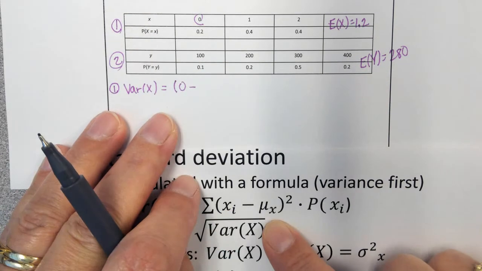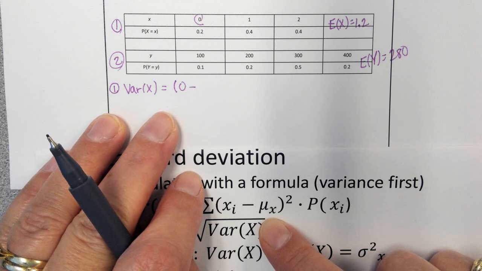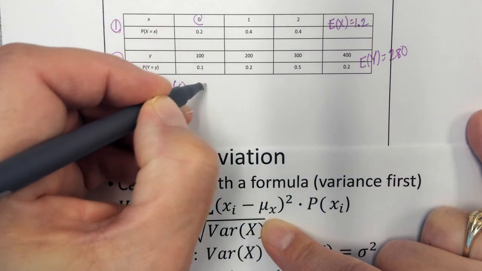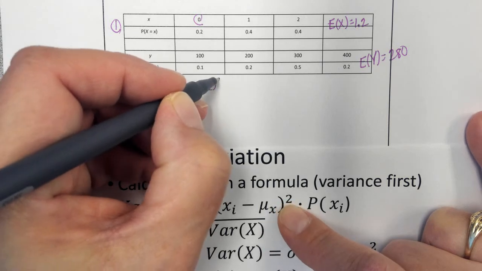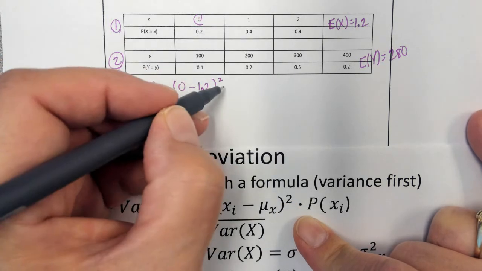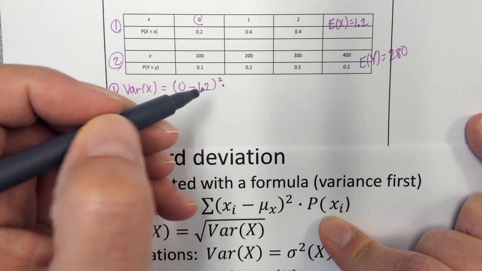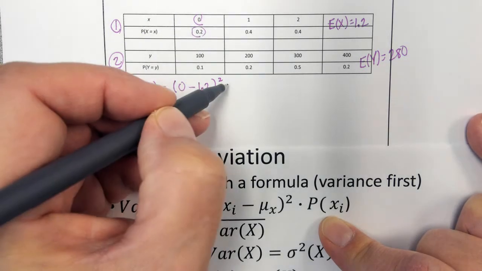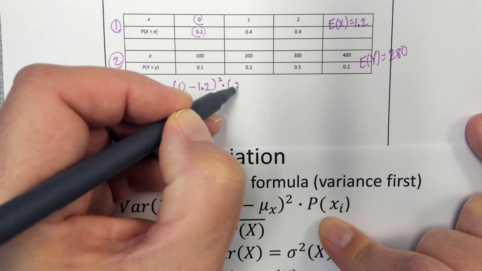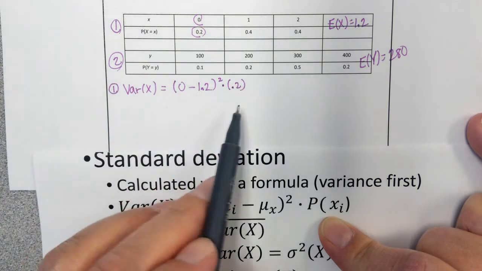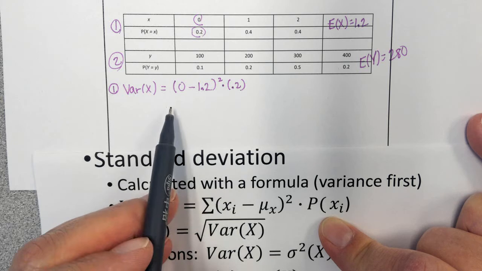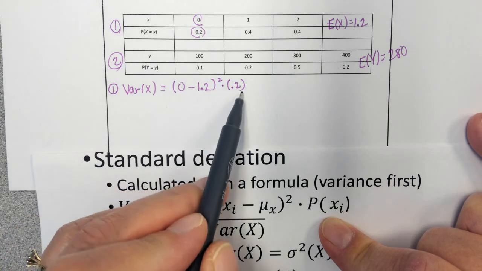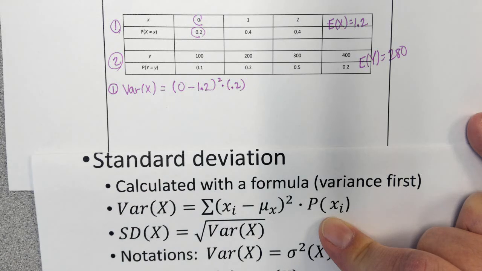0 minus mu of x, the mean, same thing as the expected value. That's the 1.2. So minus 1.2 and square it. And then multiply it by the probability that accompanies it, which is right under it. That's that 0.2. So I'm embedding it all in this one fell swoop instead of having to add a bunch of stuff to my table. So do the subtraction, square it, then multiply all in the same step.